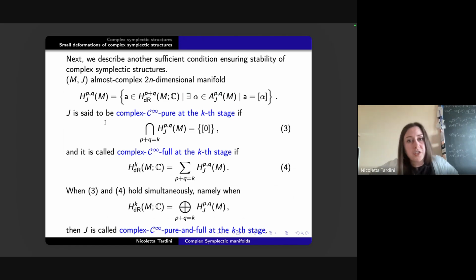And a complex structure is said to be C-infinity pure at the K-th stage if the intersection of these spaces in total degree K is trivial, because in general it's not trivial. And it is called C-infinity full at the K-th stage if the sum of these spaces in total degree K gives the full de Rham cohomology in degree K, okay? And if both conditions are satisfied, then we have a direct sum decomposition, and so we say that J is C-infinity pure and full.